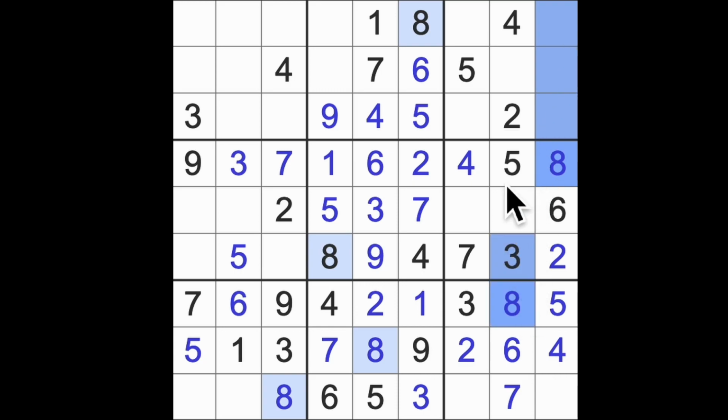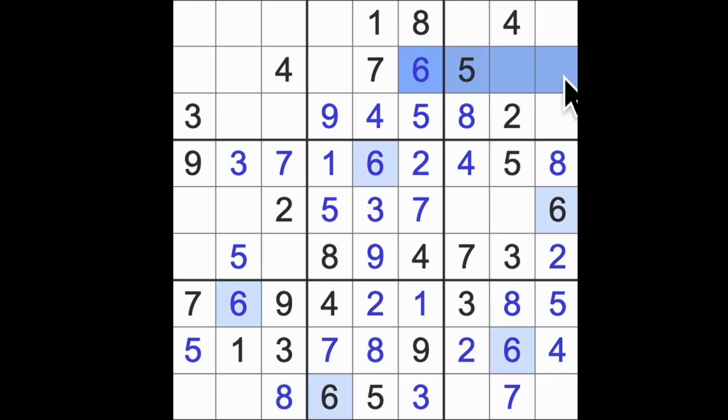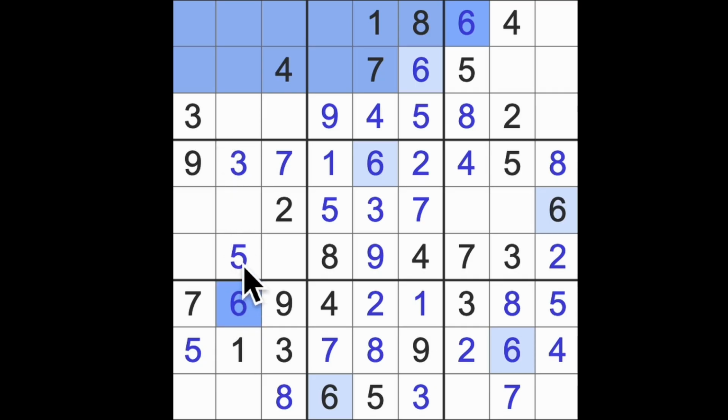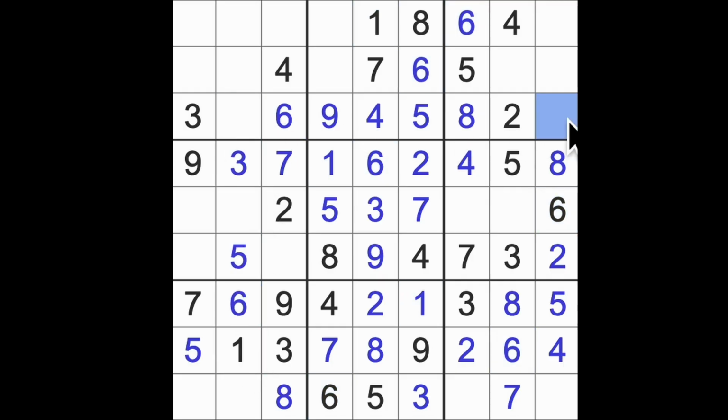8 blocking up here, and across there gives me an 8 in that square. 6 blocking across here and up there puts the 6 there. 6 across here, and up there says that's a 6. 1 blocks this square, so here's the 1 for that row. Last digit in that row is 7.